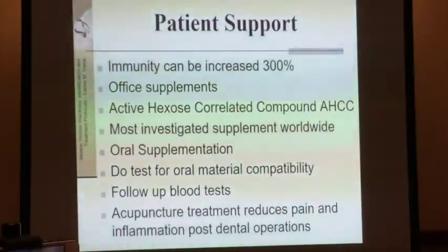All right. Because you can have supplements in your office, there is a supplement called active Hecos correlated compound that increases your immune system by 300%. I've been using it for several years. I have a couple of research projects using it. We just got back from Japan where I presented on our results using this product. It's an oral supplement. It's really worth looking into. I get no money from this at all.